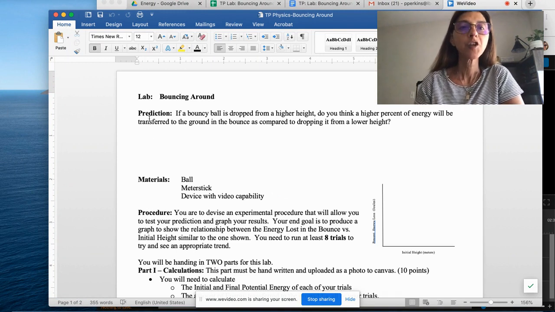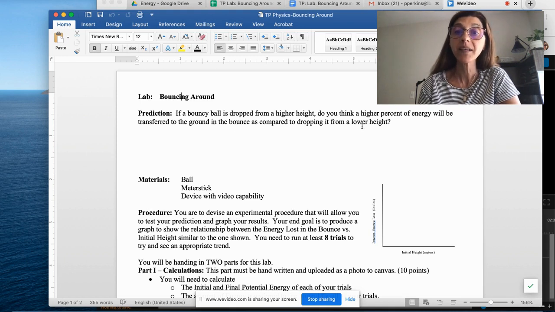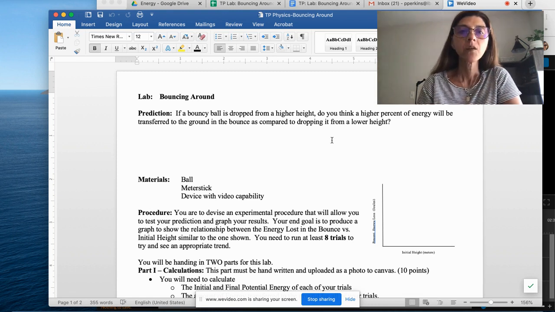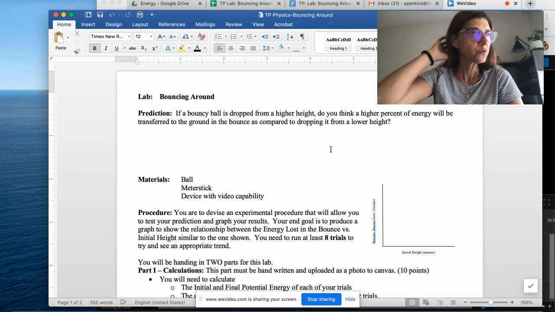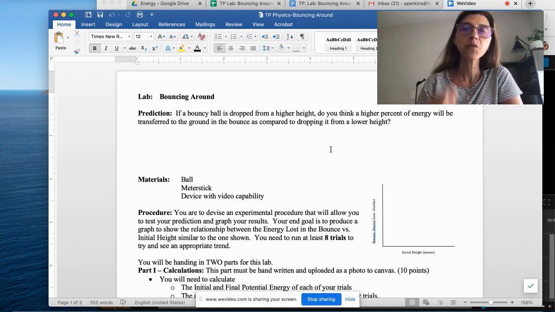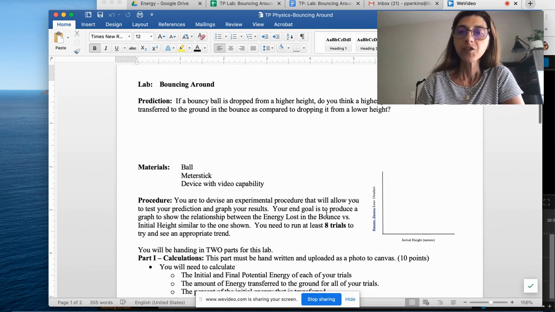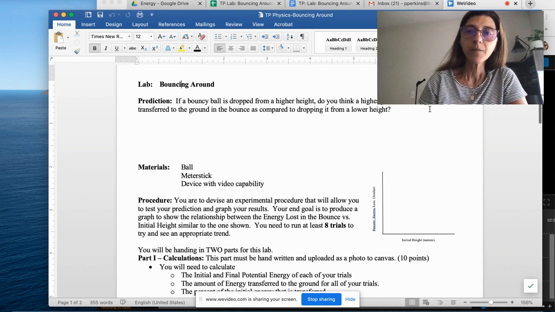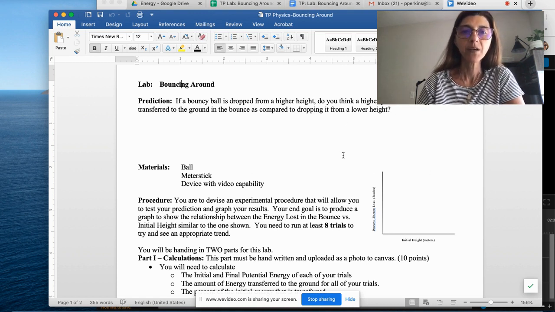In your lab today, you're going to make a prediction first. If a bouncy ball is dropped from a higher height, do you think a higher percent of energy will be transferred to the ground in the bounce as compared to dropping it from a lower height? You're going to think about this question, which is saying, the higher you drop it, will you lose more energy on the bounce than if you were to drop it at a lower height? You are then going to make a prediction and write a statement about what you think will happen there.